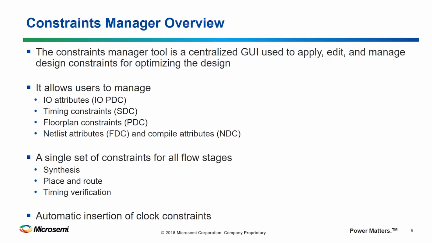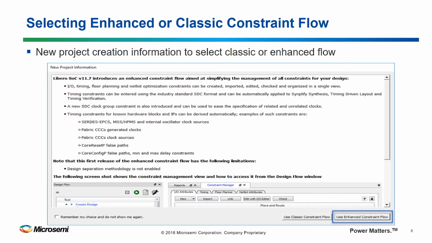The Enhanced Constraint Manager tool is a centralized GUI that allows you to apply, edit, and manage design constraints for the entire design flow in one place. So we can manage I/O attributes, timing constraints for synthesis, for layout, for timing verification, floor planning constraints, and netlist attributes for synthesis and for layout. So we have a single set of constraints for all flow stages, for synthesis, for place and route, and for timing verification. And we've also introduced automatic generation of clock constraints for known blocks, such as oscillators and PLLs.